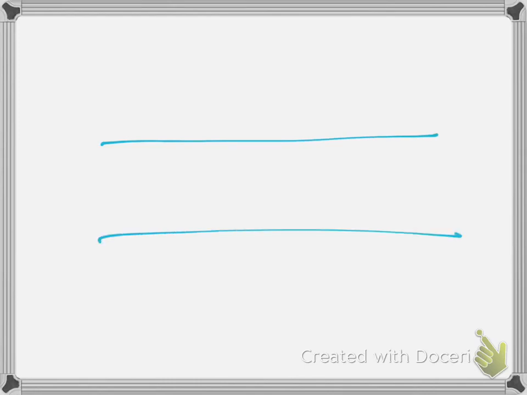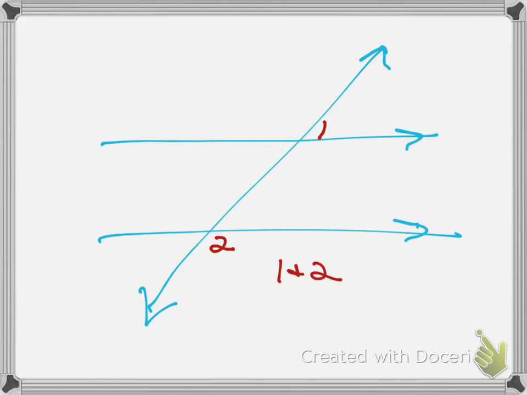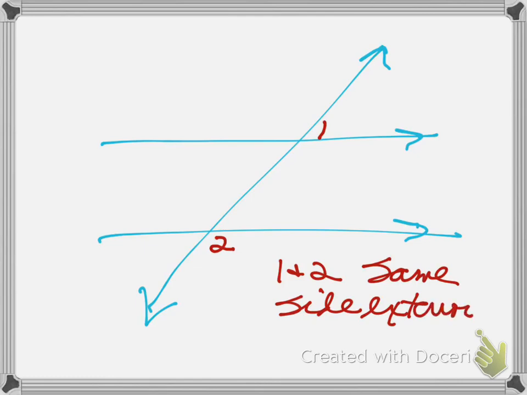Let's go to another slide. So here are our parallel lines and transversal. Now we're going to change color, and we'll say 1 and 2. So 1 and 2 are same side, so you can probably guess it, exterior, and guess what? Those angles sum to 180. So we've got a couple more things to do with these.